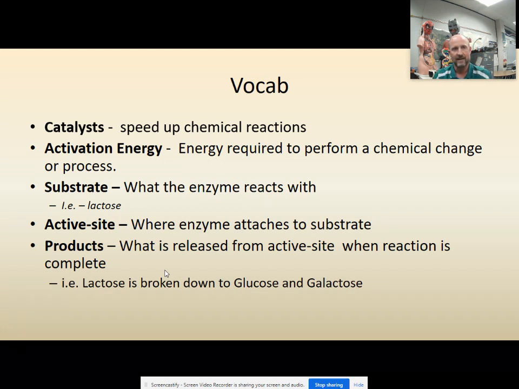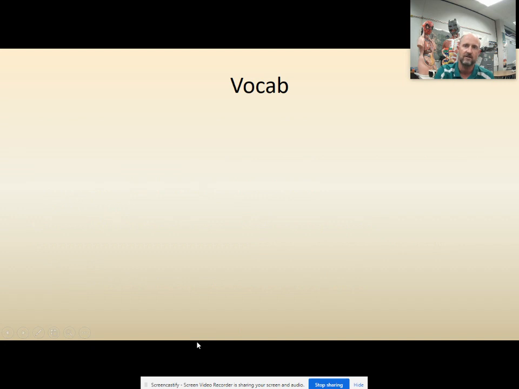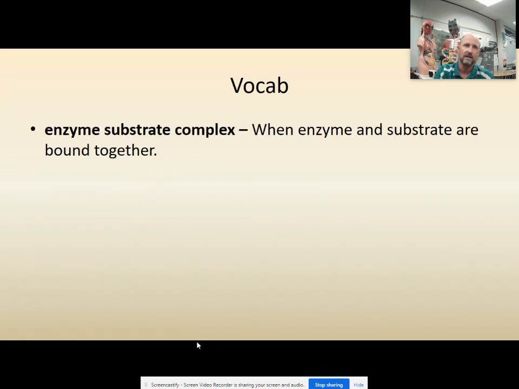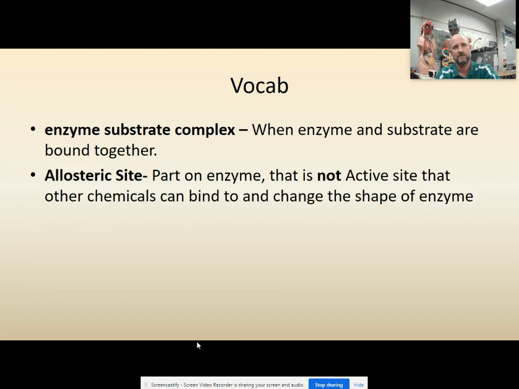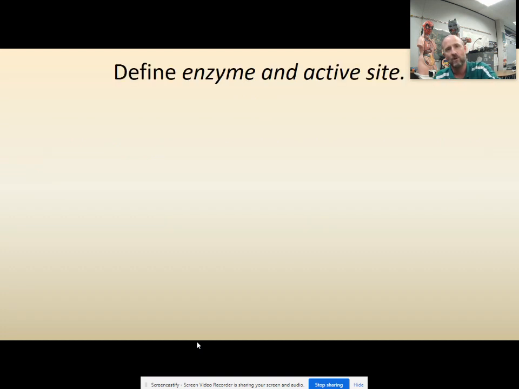So in my example of lactose being a substrate, when it reacts with lactase, it's broken down into glucose and galactose, which are two different monosaccharide sugars. Enzyme-substrate complex is what we're going to call it if the enzyme and substrate are actually bound together. And allosteric site is something we'll talk about too. It's part of an enzyme that is not the active site. So I'll have you write those down. You'll want to know these as we go through what's going on.